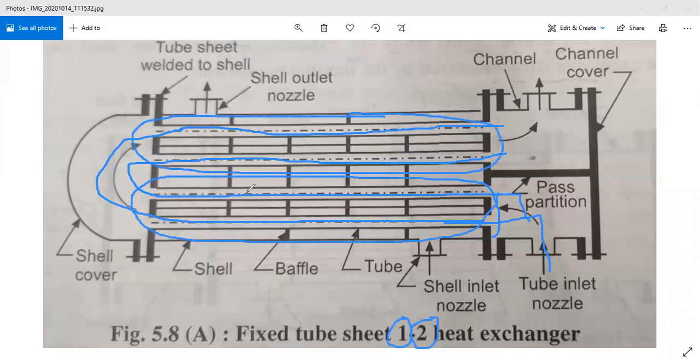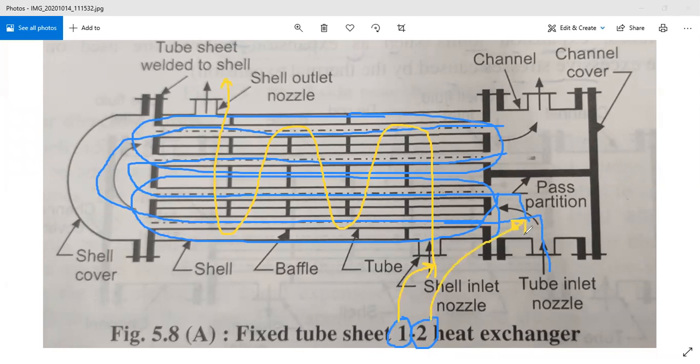So if you observe this shell side fluid arrangement, the shell side fluid is flowing in this direction, like this. So these shell side fluid particles or molecules pass along the length of the heat exchanger only once, and that is why this number is 1 only. And these tube side fluid particles pass along the length of the heat exchanger two times, and that is why it is called a two pass arrangement.